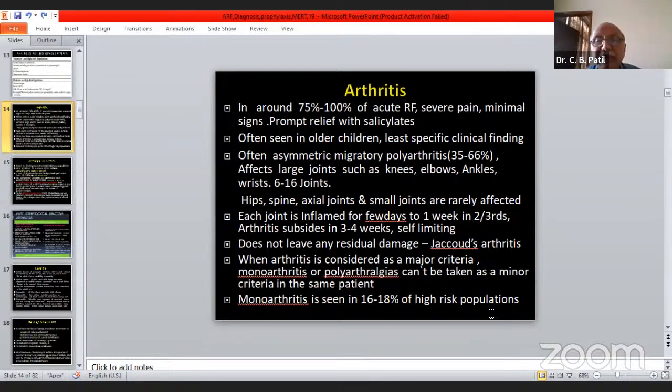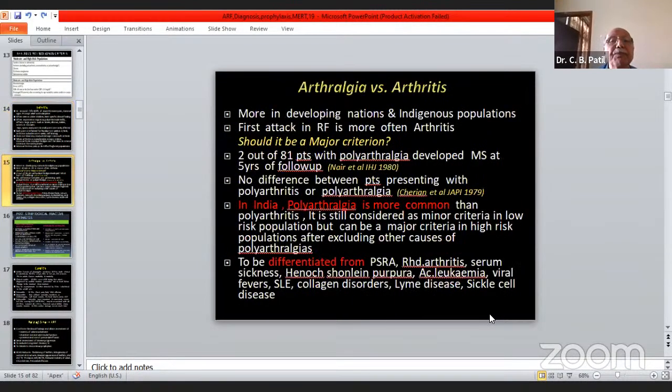Whereas there is one entity called Jaccoud's arthritis, which affects the hands with hyperextension of the metacarpophalangeal joints and flexion of the interphalangeal joints, a swan neck deformity. So rarely it can be there in rheumatic fever. It is a correctable deformity; later, it can lead to a fixed deformity. When arthritis is considered as a major criterion, monoarthritis or polyarthralgia can't be taken in the same patient as a minor criterion. And monoarthritis is seen in 16 to 18% of people in high-risk populations.